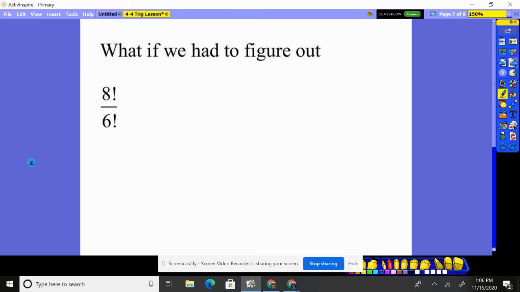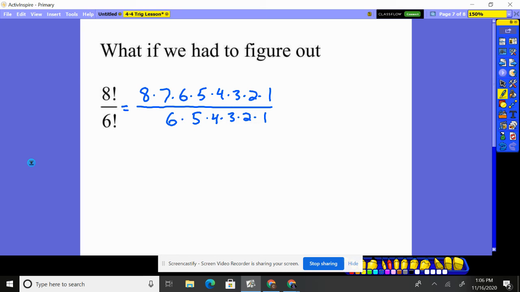So what if we had to figure this out? Now, 8 factorial over 6 factorial. If we think what it means, again, this is a situation where thinking what something means helps us tremendously. 8 factorial means 8 times 7 times 6 times 5, 4, 3, 2, 1. 6 factorial means 6 times 5, 4 times 3 times 2 times 1. Now, a lot of you would try to figure out what 8 times 7 times 6 times... You don't need to do that because notice up top you have a 6 and below you have a 6. Those divided are just 1.